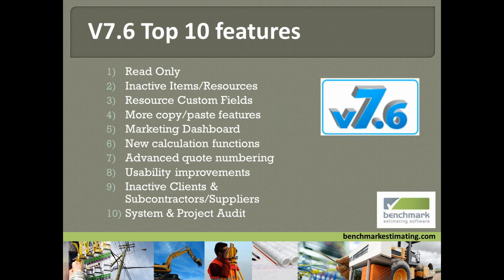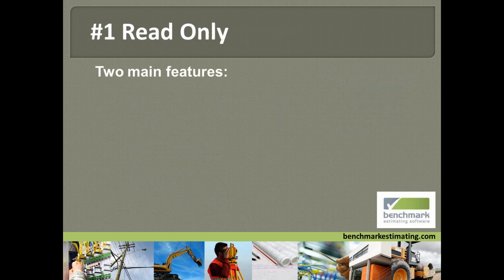Okay, so read only. Now for read only, I'm just going to explain this to you. It's more a concept, so there's no need to look at the software. And just to explain a bit about the licensing method of benchmark. So there's two licensing methods, but the main one is called a concurrent license. So say if you purchase 2 concurrent licenses, you can install benchmark on more than 2 computers, but 2 people can use the software at the one time.